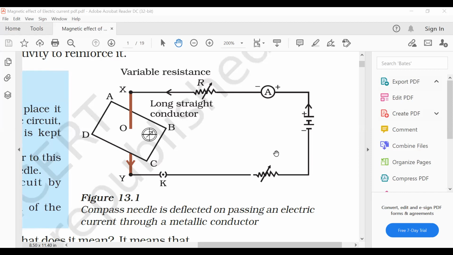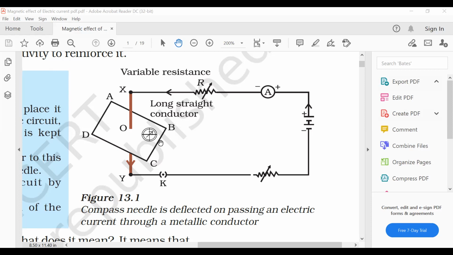As I said earlier, when the current flows inside this copper wire, right? Whenever the current starts to flow in this conducting wire, at that moment we can see that this compass needle will be deflected, or this magnet will be deflected. What do you mean by deflected? It has been aligned in a different direction. Initially, it will be aligned in some other direction. After the current flows inside this conducting wire, the compass needle will be deflected to some other direction.